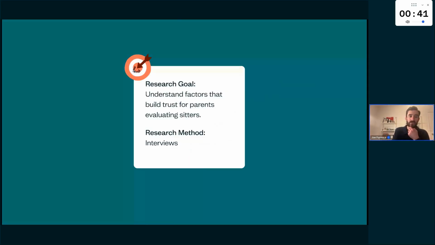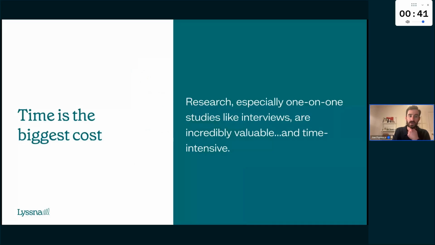So with our studies, we want to make sure that this is an area where we can get a lot of value, but also where we can spend a lot of time or waste a lot of time if we're not asking the right questions. We want to make sure that if we're doing these more time consuming methods like user interviews, that we're really getting the most out of that one-on-one time with participants.